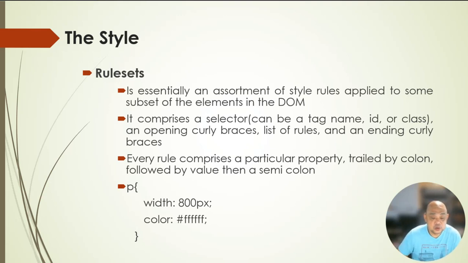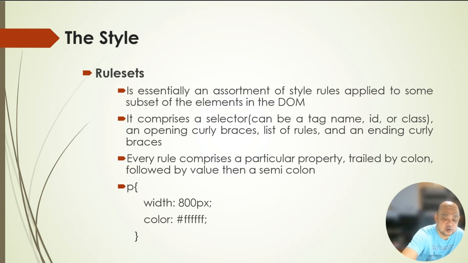Okay, rule sets on this page. A rule set is essentially an assortment of style rules applied to some subsets of the elements in the DOM. It comprises a selector, an opening curly brace, a list of rules, and an ending curly brace. A selector can be a tag name, ID, or class. A rule is comprised of a particular property trailed by a colon, then a value, then a semicolon.